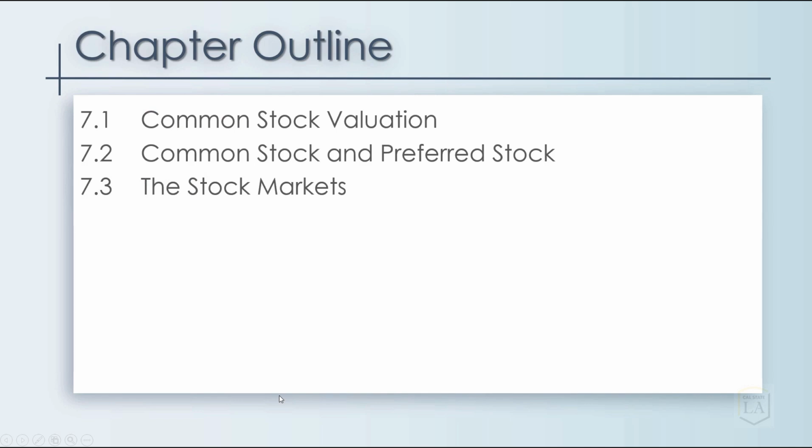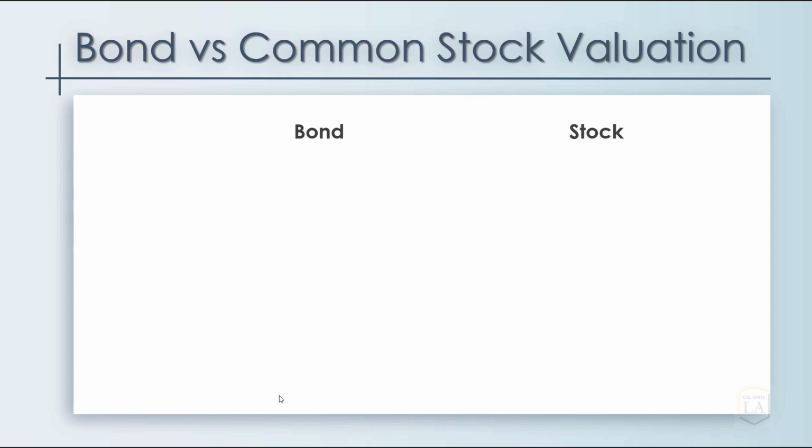That's what the chapter is about. In this video lecture, we will focus on 7.1, which is about common stock valuation. The rest of the chapter, you can check out on the textbook. So why don't we focus on the difference between bond and common stock valuation.